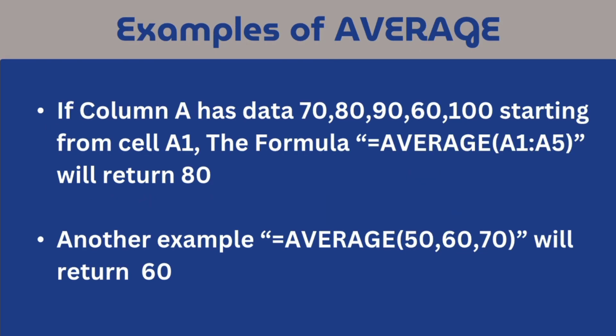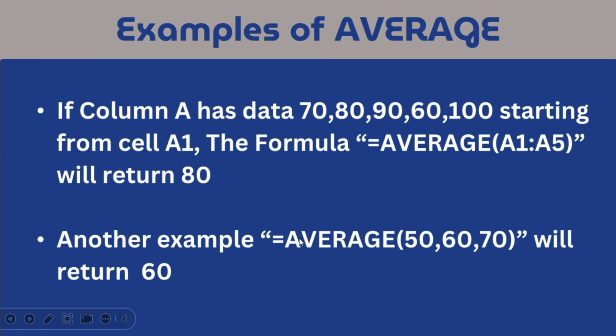So if we have column A with data set 70, 80, 90, 60, 100 starting from cell A1, the formula equals AVERAGE(A1:A5) will return what? 80. How do we come about the 80? That's the addition of all of these numbers, which is about 400, divided by 5, and that gives us 80. So that is what average does.